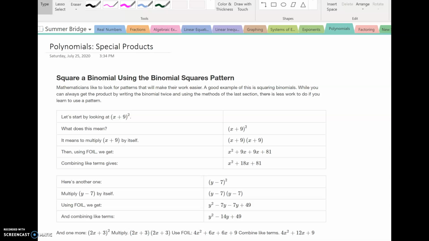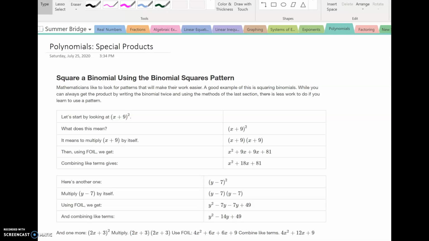All right, welcome to Polynomials, and this is the special products section. So when we're talking about special products, we're talking about two very specific different types of multiplications of binomials, okay? And the first one is squaring a binomial and what that pattern looks like.